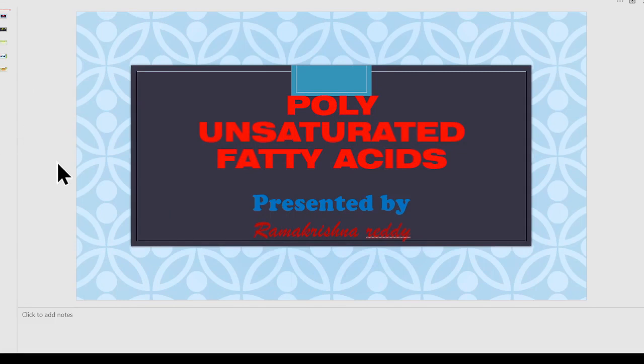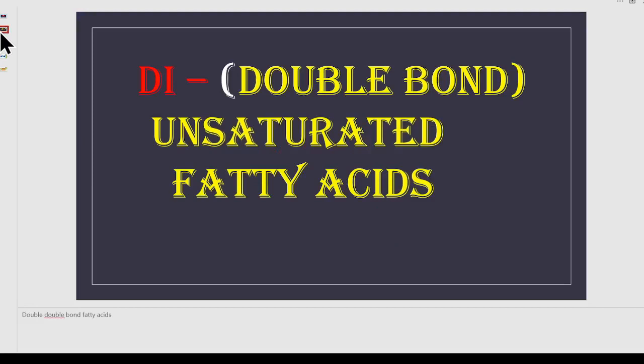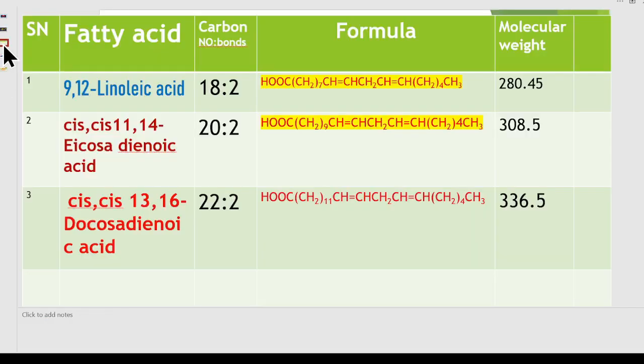Polyunsaturated fatty acids. In this polyunsaturated fatty acids section, we are going to know first diunsaturated fatty acids. Di means two, so two double bond unsaturated fatty acids we are going to know. Among them, in diunsaturated fatty acids, the first most important one is linoleic acid.